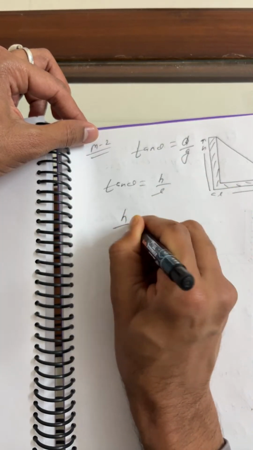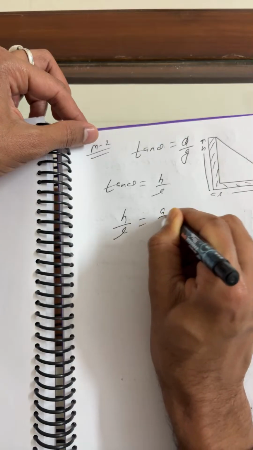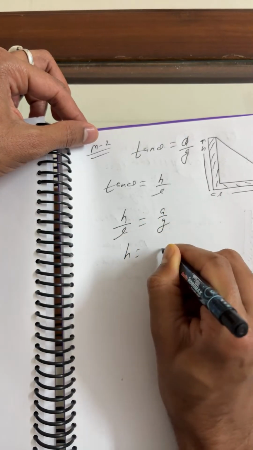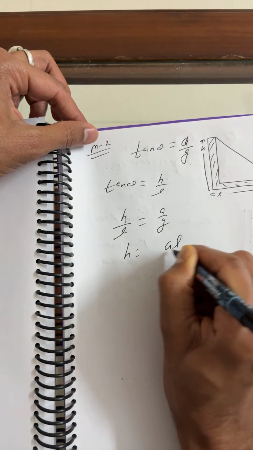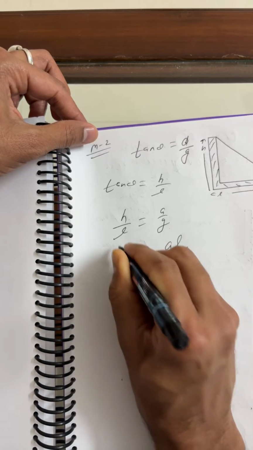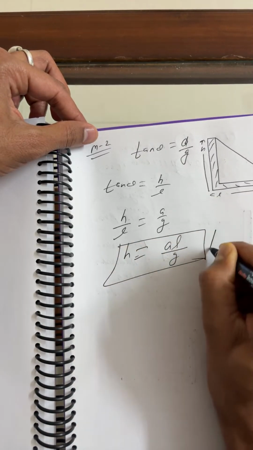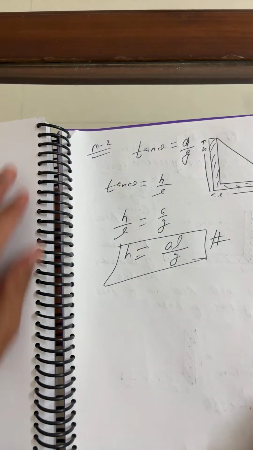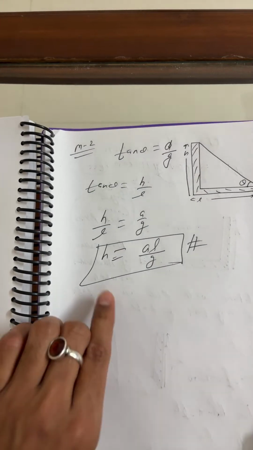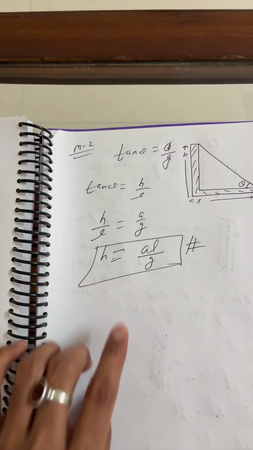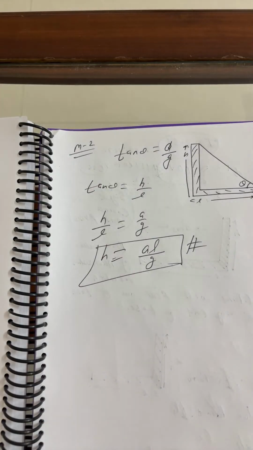You can equate here. H by L is A by G. So what is H coming? This is A into L by G. This is H. A into L by G. So I can say tan theta here, H you will get, right? So I can frame multiple questions based on this only.